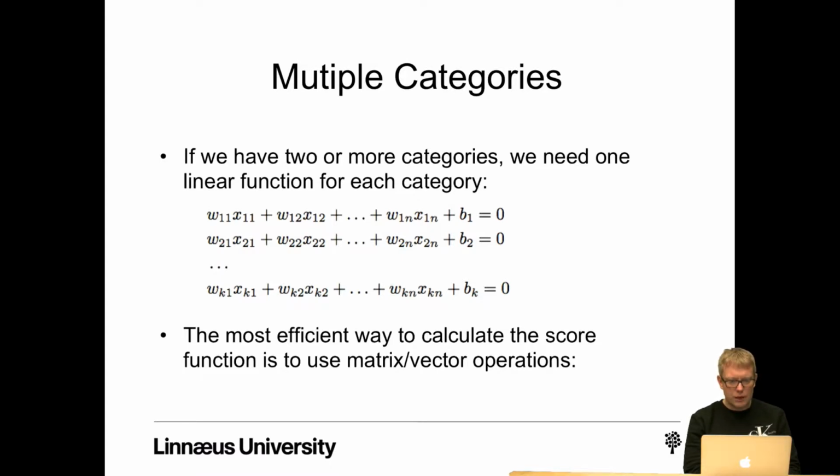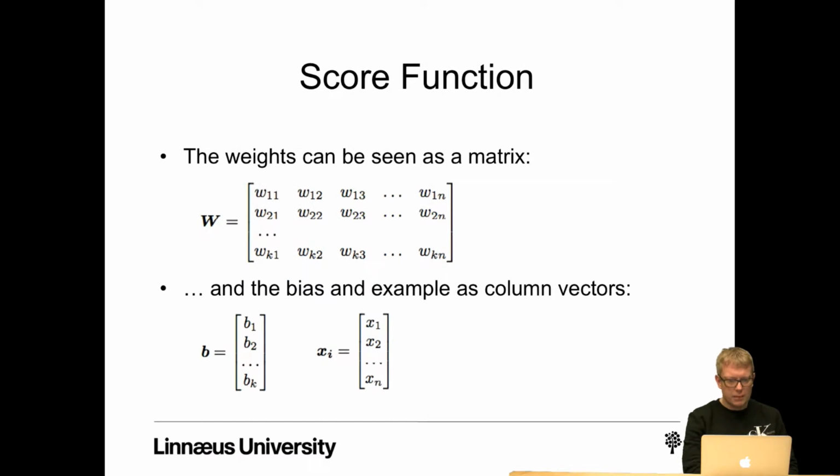The most efficient way to calculate the score function is to use matrix and vector operations. The weights can be seen as a matrix W, where we have a number of rows equal to the number of categories, and the number of columns equal to the number of attributes in our input data. Then we have a bias with a size of the number of categories, and the input vector, which is the training example, with a size of the number of attributes we have in the training example.